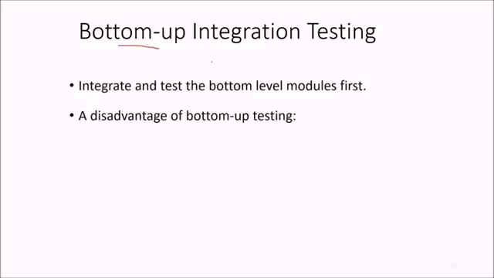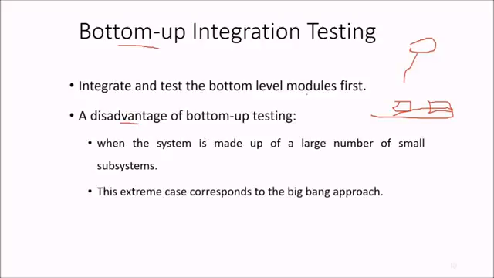Then we have bottom-up integration testing. So we integrate and test the bottom level modules first. We have modules we call managerial modules, and then we have modules in the lower level, and these are the basic interaction, input, output, system level modules. So we integrate and test the bottom level first. But a disadvantage of bottom-up testing may be that when the system is made up of a large number of small subsystems, this extreme case corresponds to the big bang approach. When we have a large number of subsystems, then we can really be in trouble if we apply this.